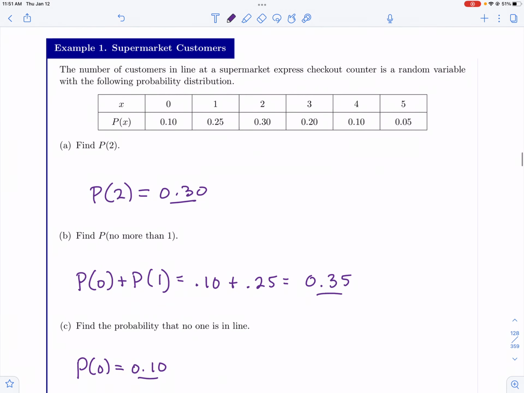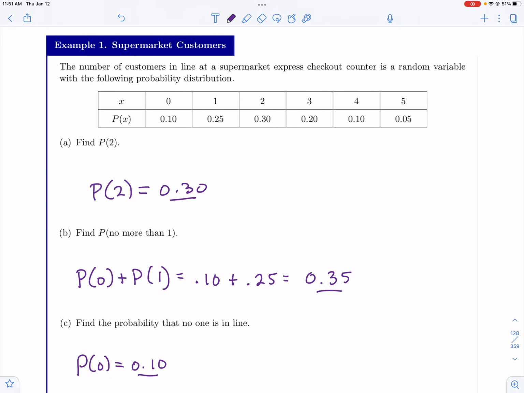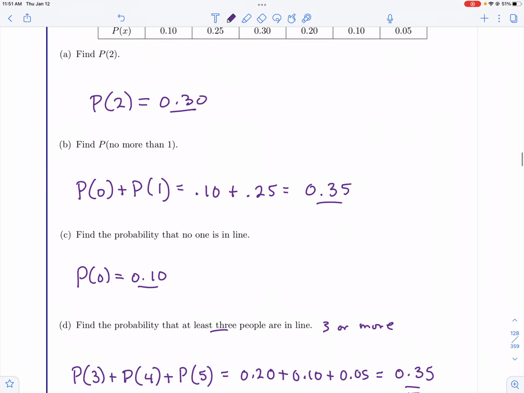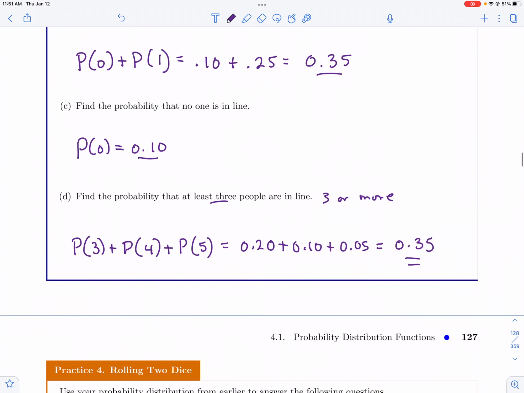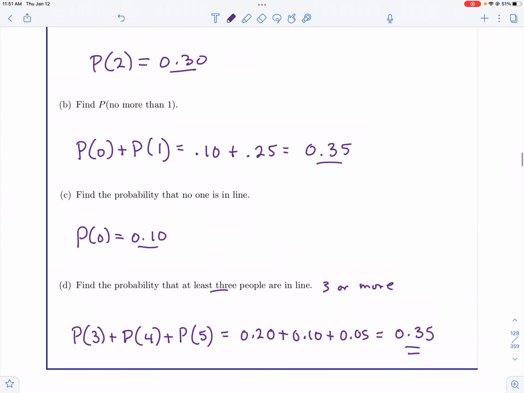So that's going to be the trickiest part about this, is thinking about the wording. We might use less than, we might use greater than, we might use at least, at most, things like that. So try to be familiar with those terms and know what numbers to include, what numbers not to include, and things like that. So if you get stuck on any of these or have any questions about any of them, definitely let me know.